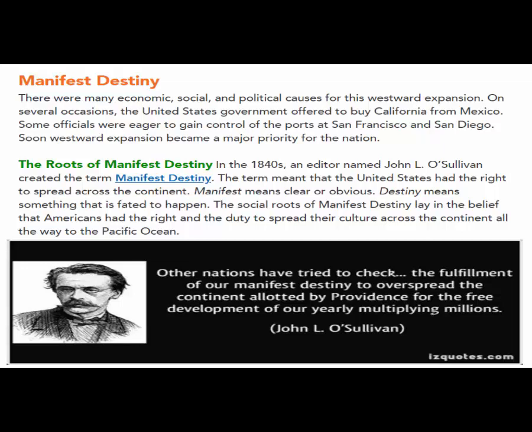Question number 1. What was Manifest Destiny? That was the term coined that Americans felt in the 1840s that we had the duty, the fate, and the right to spread our culture and our peoples across the continent all the way to the Pacific Ocean, which answers question number 2. The goal of Manifest Destiny was to spread the United States from the Atlantic Ocean to which ocean? The Pacific Ocean.